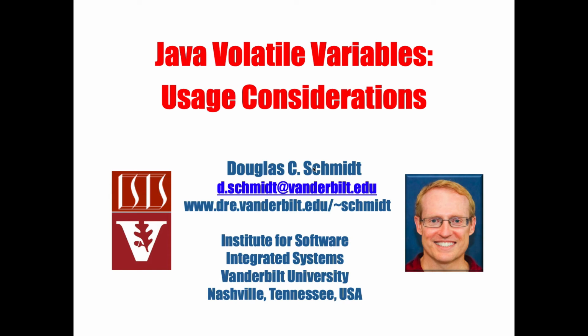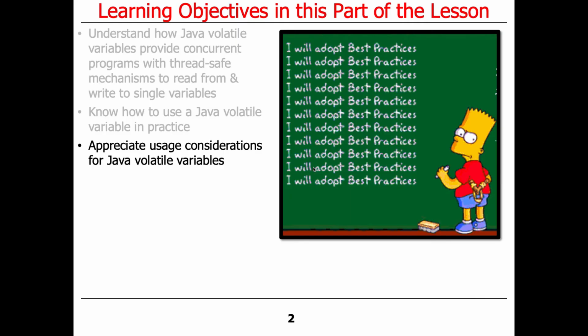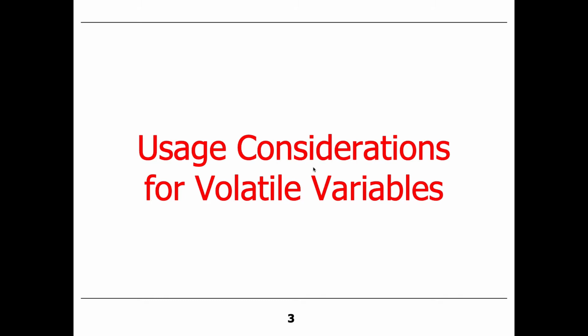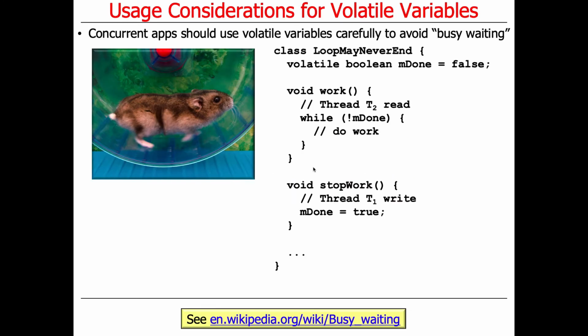So the last part of the discussion about volatile variables, we'll just discuss some of the usage considerations to keep in mind when you use them in your programs, like for assignment 2B. You should be very careful how you use volatile variables. You can use them for things like the flags that we've looked at to ensure that the code will stop properly. This thread will stop properly when another thread sets the mDone flag to true. That works, and volatile will help make sure that happens. But if you're not careful, you can end up with busy waiting and spin locks. So that could be a problem.